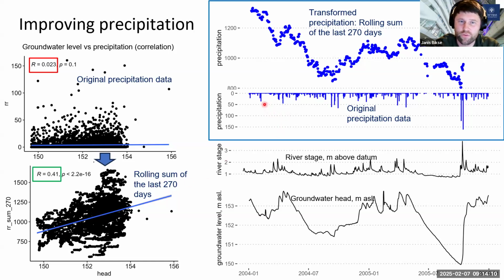And again, in the same graph, we can see the original data is like event-based data. So in one day it rains and the next day it doesn't rain. But if we use this rolling function, we can get much smoother changes in precipitation. And if we look closely, we can still see that there is some correlation with the groundwater head. We can see that it actually follows groundwater heads quite well in this period.